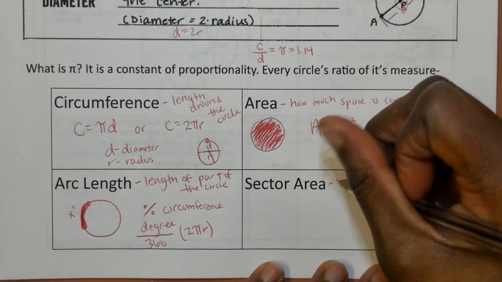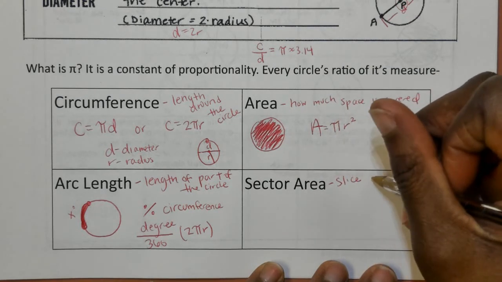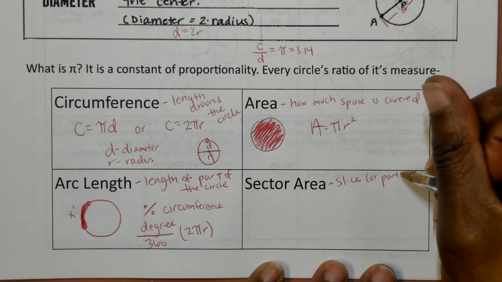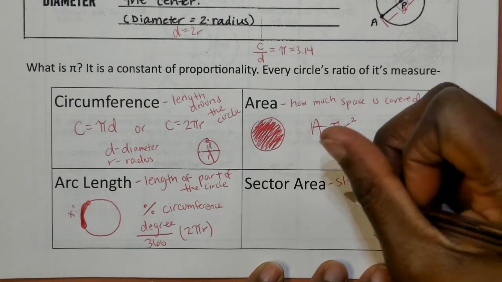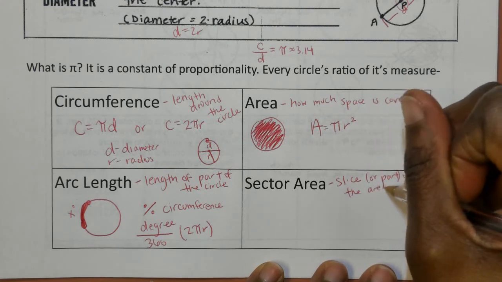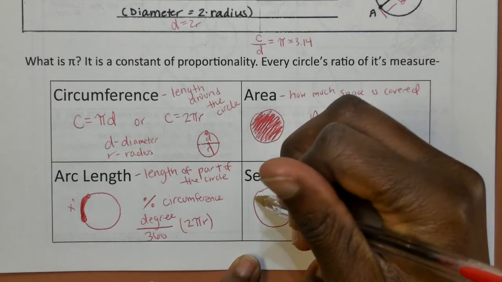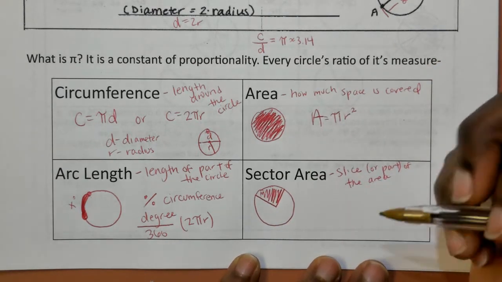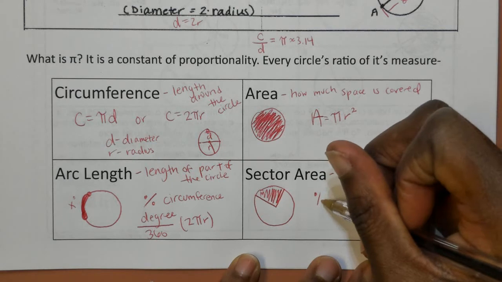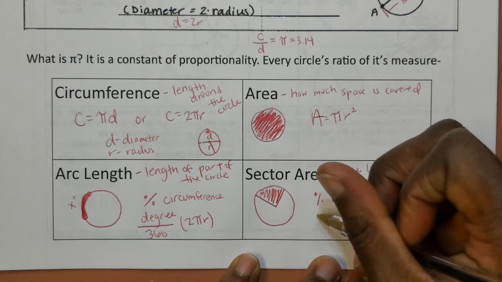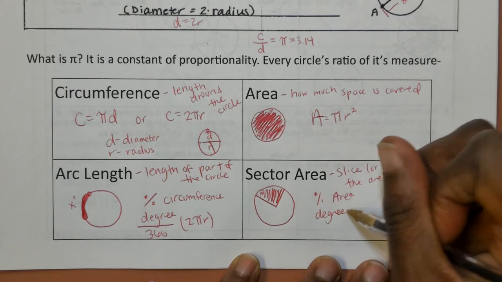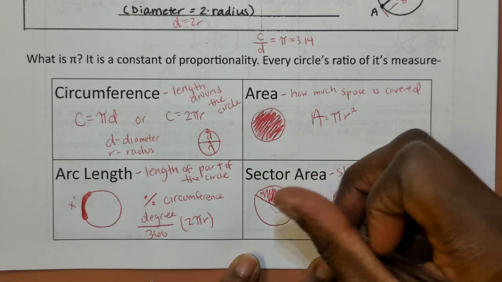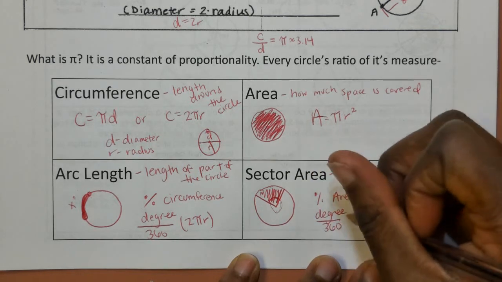Sector area is a slice of the area, slice or part of the area. So instead of having the whole piece of a pie, maybe you have to share it. Okay, so we want to figure out what the slice would be, and it's going to be a percentage of the area, because it's not the full area. So you're taking a degree. This degree tells us about how much out of the total 360, because that's how much the circle would be, that we're dealing with. So what percentage of the area are we using?